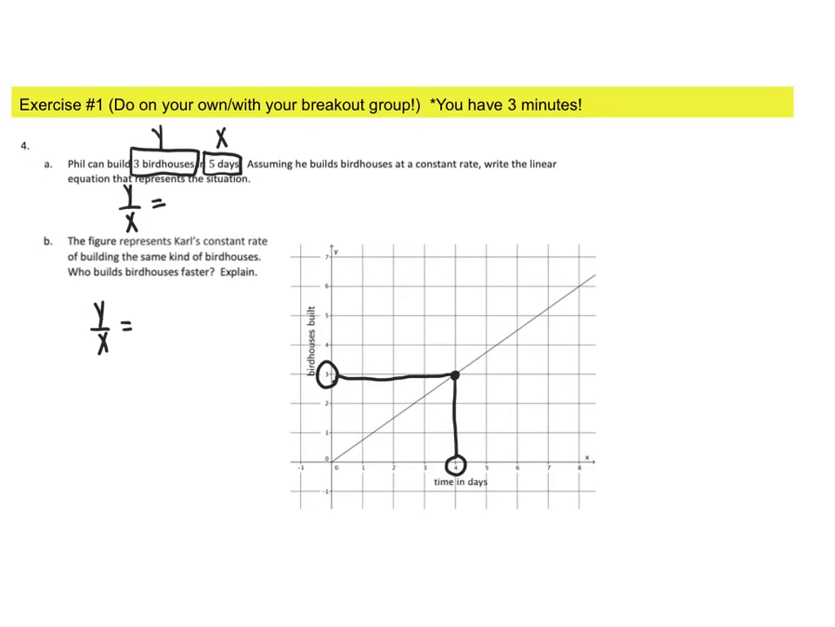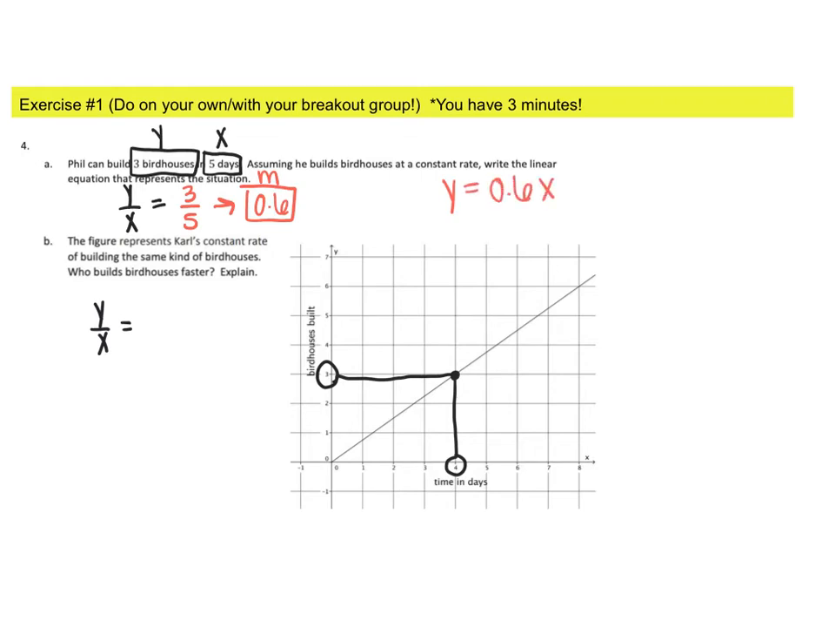All right, so for number 1, I have 3 for my y, 5 for my x, and if I change this to a decimal, 3 over 5 is the same as 3 divided by 5 in my calculator. I get 0.6. So this is my m. This is my constant rate. So if I were to write this equation out in y equals mx, this would be y equals 0.6x.